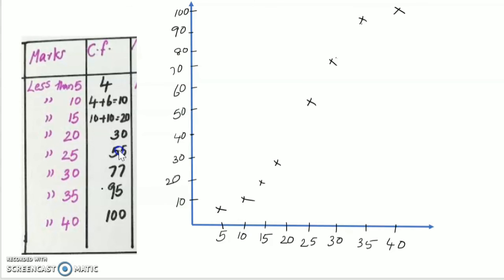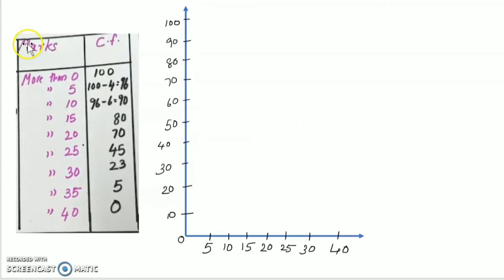So freehand from 0, this is the origin, from here I am marking. First you have to mark the y-axis and x-axis. That is very important. Okay. So freehand, joining all the plotted points like this. Okay, this is the less than method. Is it clear? The next one, in the same way we have to do with the more than method.